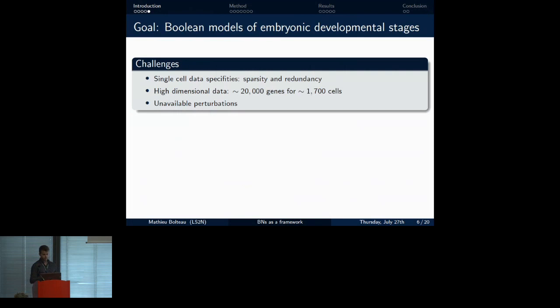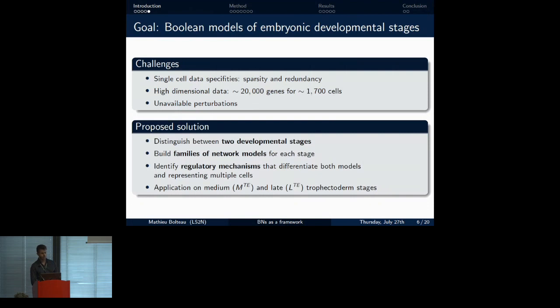And for that, three challenges are present. The first one concerns the specificity of single-cell data. In fact, single-cell data are very sparse. They contain a lot of redundancy. We work with high-dimensional data. And the last challenge is the fact that we don't have access to any perturbation for this system.